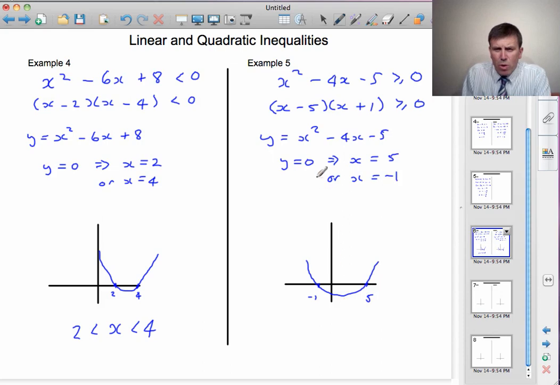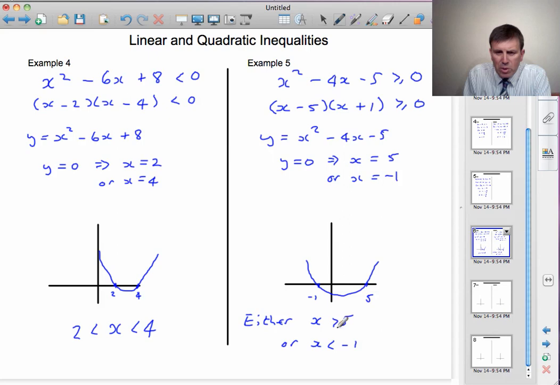And this time I want x squared minus 4x minus 5 to be greater than or equal to 0. So I want y to be greater than or equal to 0. And we can see that this time we don't get a closed interval, we get two half intervals, less than minus 1 or greater than 5. So we can say either x is greater than 5 or x is less than minus 1.